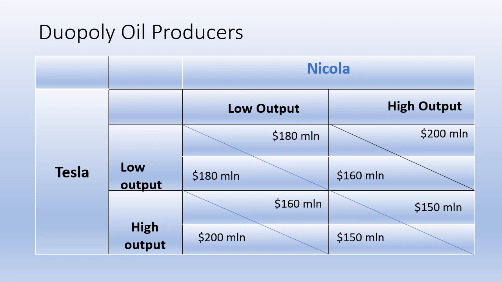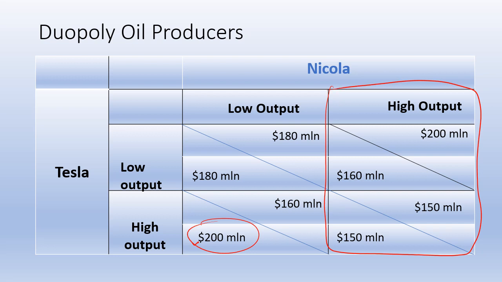Put yourself in the shoes of Tesla, and you are thinking, what if Nikola produces low output, in which case the game would get stuck on this left column. On the left column, 200 is better than 180, so Tesla would produce high output to achieve that. Circle this number. Then ask yourself, what should Tesla do if Nikola produces high output? In which case the game would be stuck on this right column. On the right column, we can see for Tesla 160 is better than 150, and therefore it would produce low output to achieve this $160 million of profit.